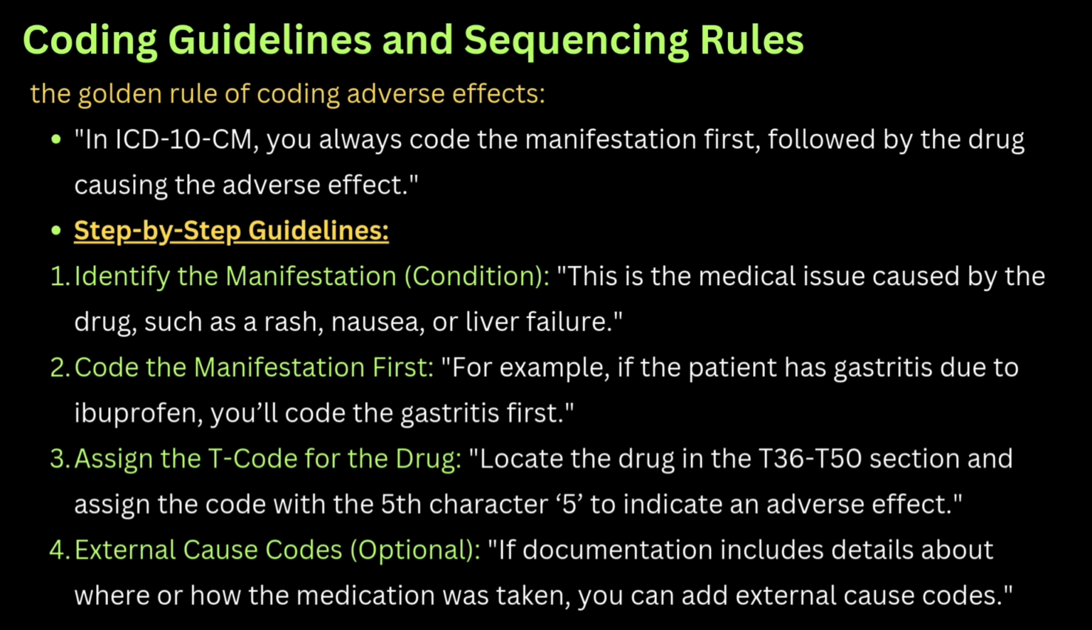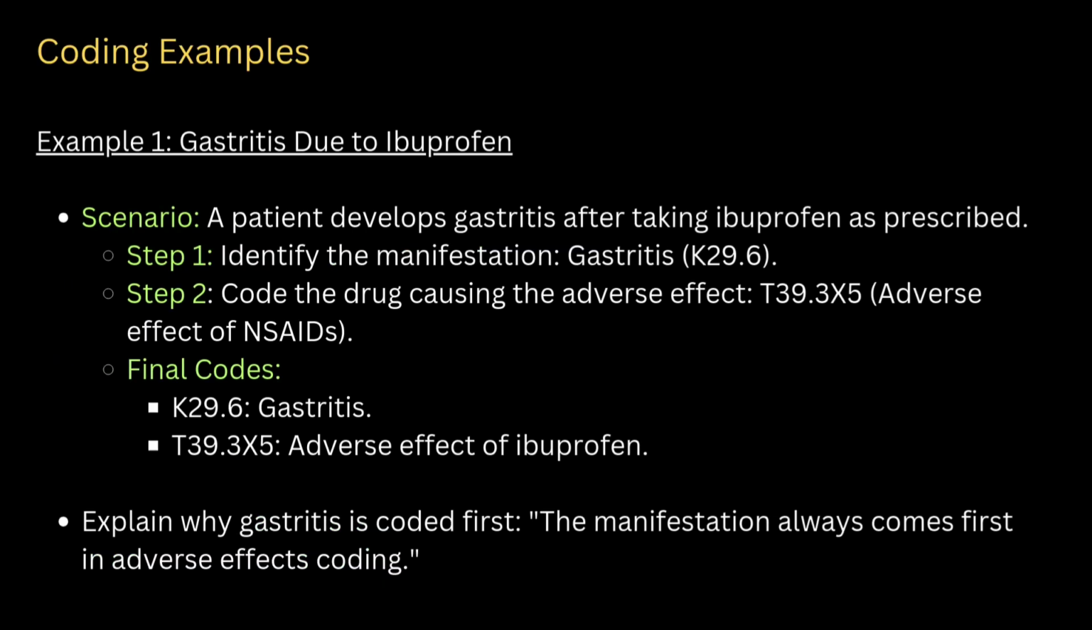So here are the coding guidelines and sequencing rules. In ICD-10-CM, you always code the manifestation first, followed by the drug causing the adverse effect. So the condition should be coded first. Second, you have to code for the adverse effect. For this, you have to identify conditions such as rash, nausea, liver failure, whatever condition has happened because of the drug, and that should be coded first. Second, you have to code for the adverse effect.